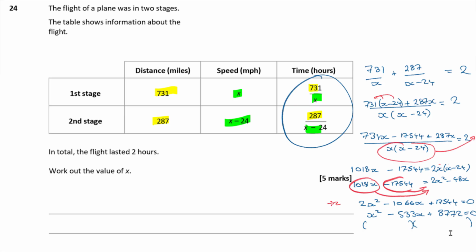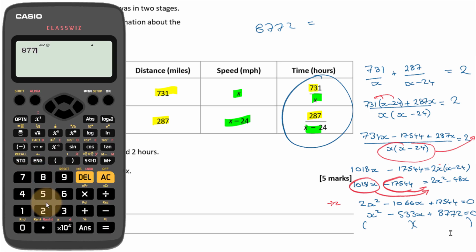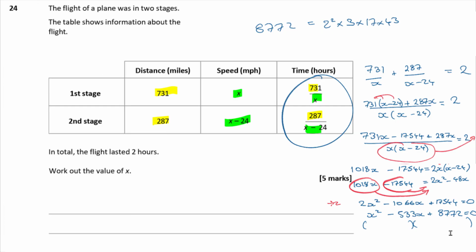Well, I could express 8772 as a product of its prime factors, because I've got a key on my calculator that does that. So 8772 shift fact. So that's 2 squared times 3 times 17 times 43. Now this gives me some factor pair choices then, doesn't it, that I can possibly make.